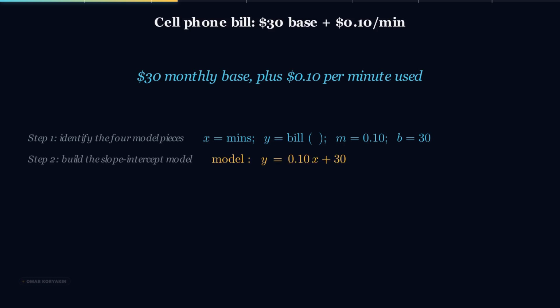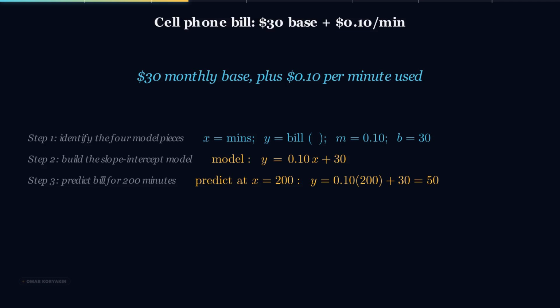Step 2. Build the model. Y equals 0.10x plus 30. The model says total bill in dollars equals 0.10 times minutes used plus $30 base fee. The units check: the slope multiplied by minutes gives dollars, and the intercept is dollars, both summing to dollars on the y side as required.